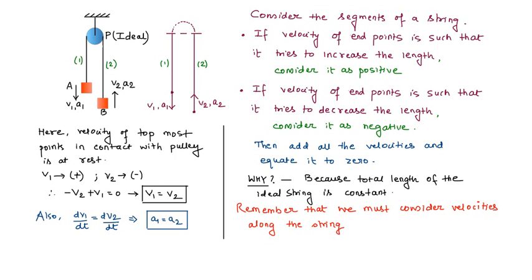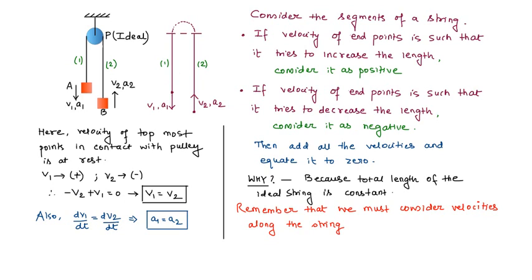Now when we have identified the velocities of certain points on these segments, you can just add these velocities and equate it to 0. It is as simple as this. The velocity v1 is positive because it is trying to increase the length of the left segment, and v2 will be negative because it is trying to decrease the length of the right segment. So minus v2 plus v1 is equal to 0. So I can say that v1 must be equal to v2.